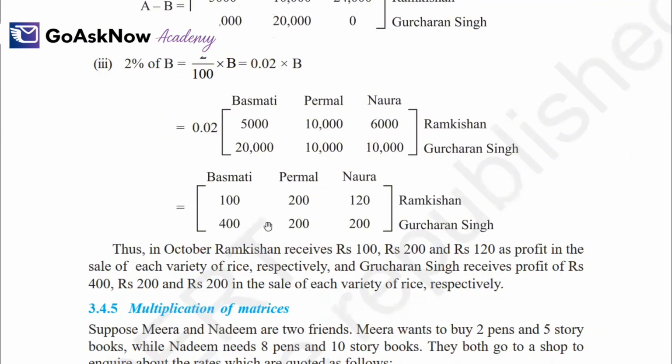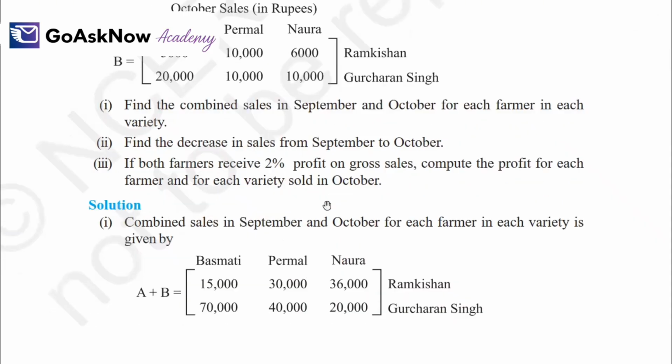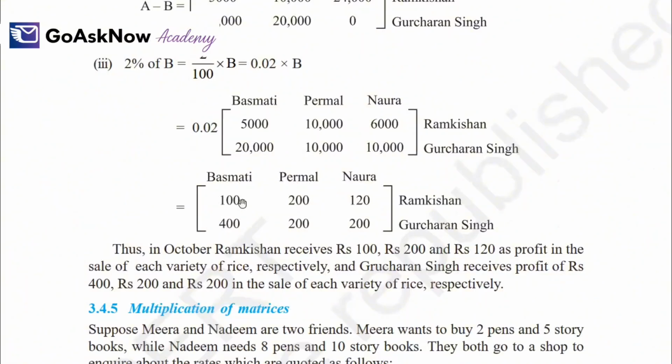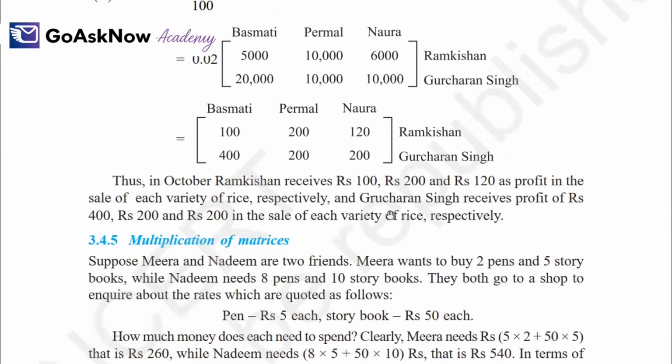Okay. Because in the question it is already given that both the farmers receive 2% profit on gross sales. Okay. So compute the profit for each farmer and for each variety sold in October. So we have to calculate the profit here by taking the difference and then multiplying by 0.02. So you will get this result.